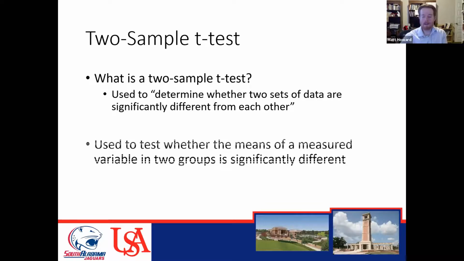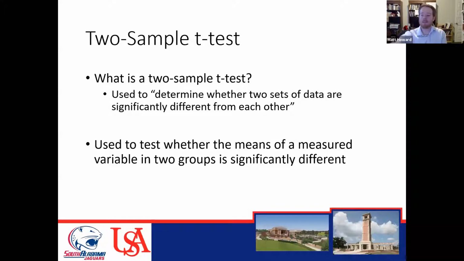That's what I have in the next bullet point: a two-sample t-test is used to test whether the means of a measured variable in two groups is significantly different. So in this example, we're going to have two groups, and it has to be exactly two groups. We're going to have a measured variable for both of the groups. It's going to be the same variable. So this might be we have two different classes, and they both took the exact same test.